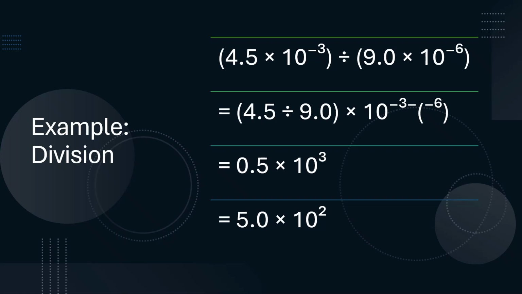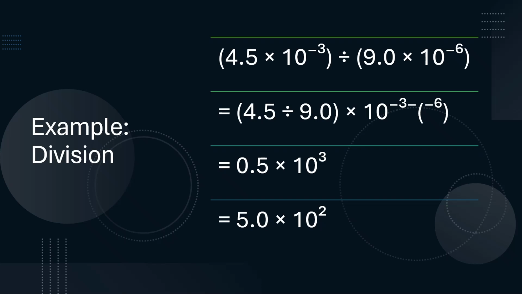Now take note that a positive and a negative sign will force us to subtract the two numbers and follow the sign of the bigger number. That is why it is positive 3. Okay, I hope that is understood. So 4.5 divided by 9.0 is 0.5, and the final exponent is times 10 to the positive 3.